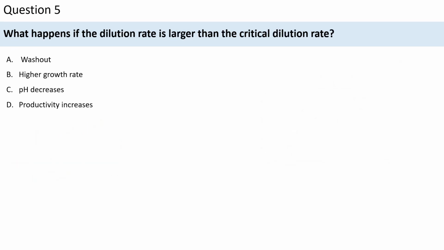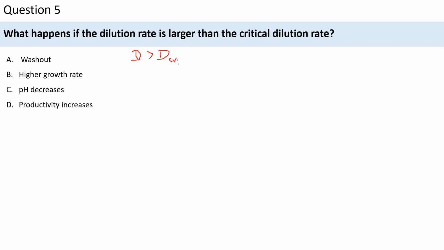Moving on to question 5. What happens if the dilution rate is larger than the critical dilution rate? D critical is something we have to operate within; you shouldn't cross that. What happens if the D that you are operating is greater than D critical? That is what they are asking.